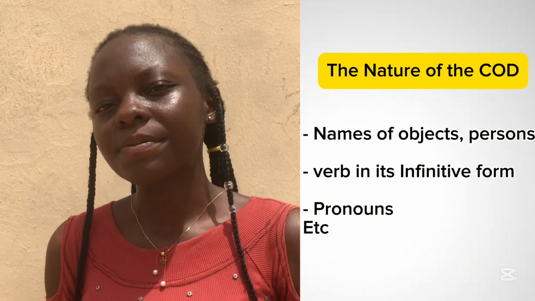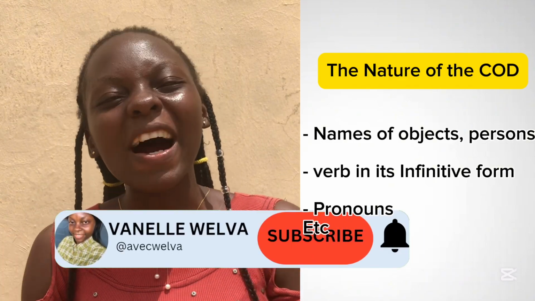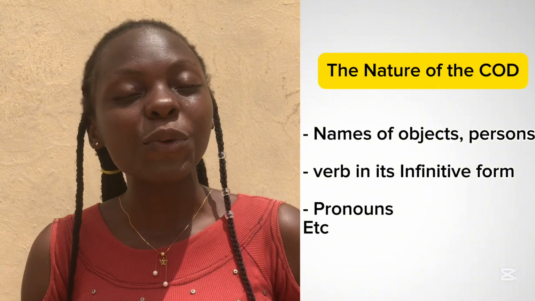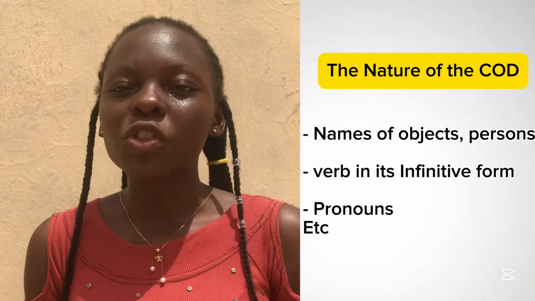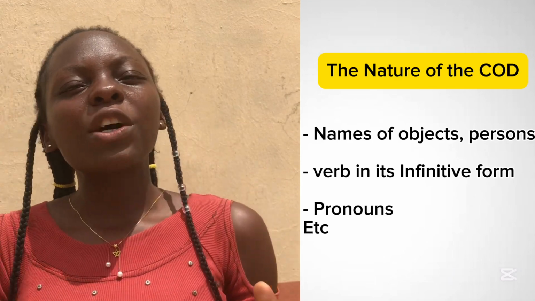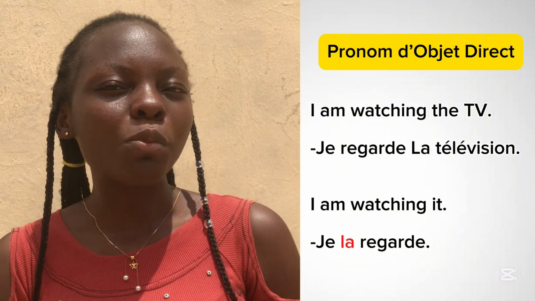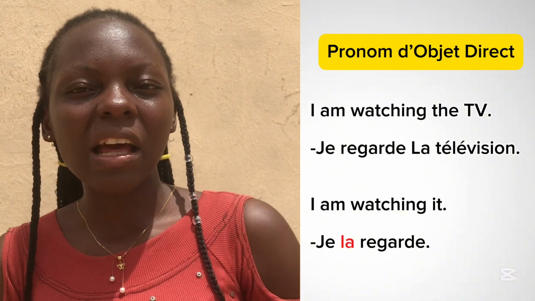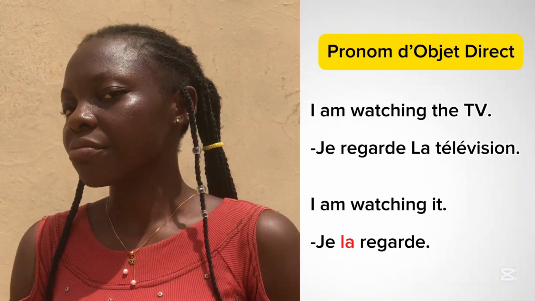Is that okay? So another form of the COD can be the verb in the infinitive form. J'aime manger. J'aime faire quoi? J'aime manger. So manger will be the COD. That's the complément d'objet direct. So the COD can also be replaced by a pronoun. And in this case, we refer to it as pronom d'objet direct.